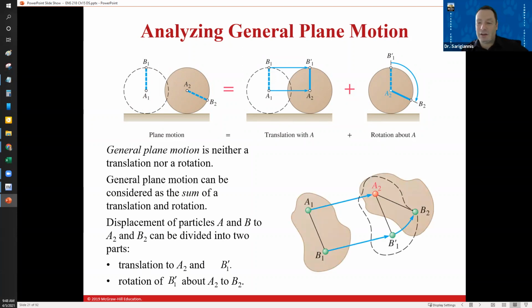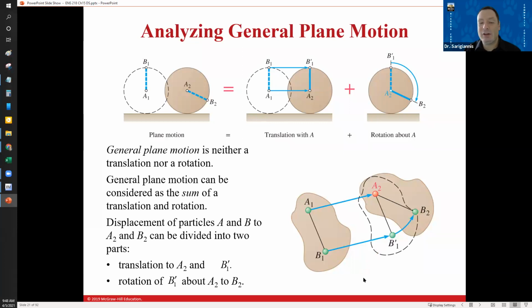So here's particle A and particle B. Notice this object can be written as, see how it moves? It moves over like this. It can be written as a translation from A1 to A2, and then a rotation of B1 prime about A2, right? So the whole thing is translated. You get a new position, A2, B1 prime, and then you rotate it to get B2.